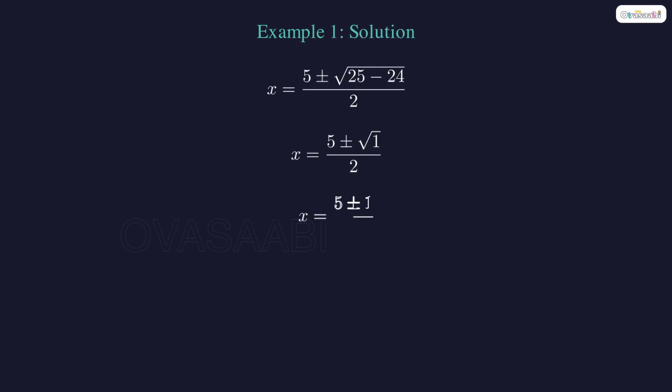Substitute into the formula. We get 5 plus or minus the square root of 25 minus 24, over 2. That's 5 plus or minus 1 over 2. So x equals 3 or x equals 2.